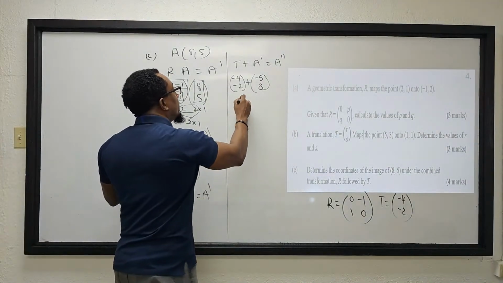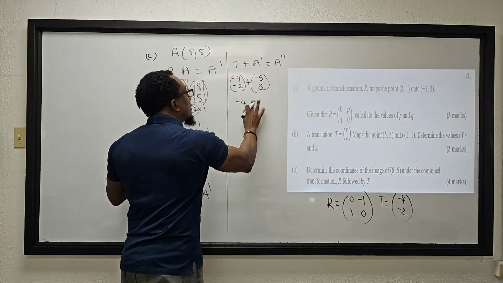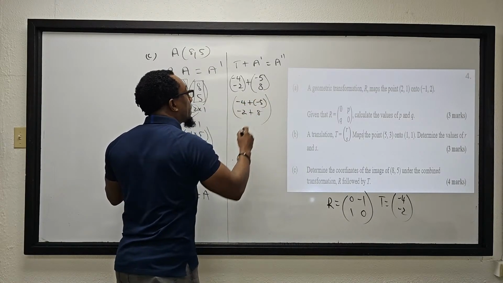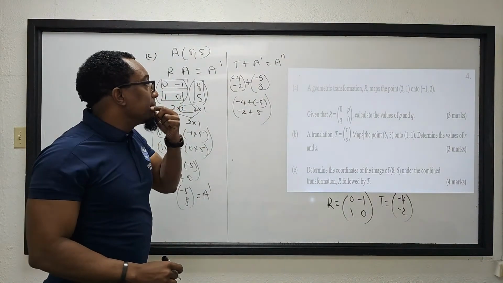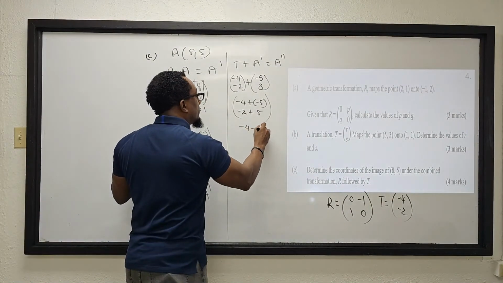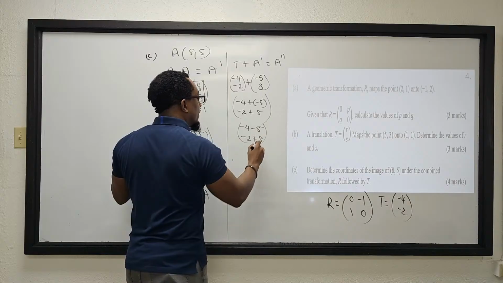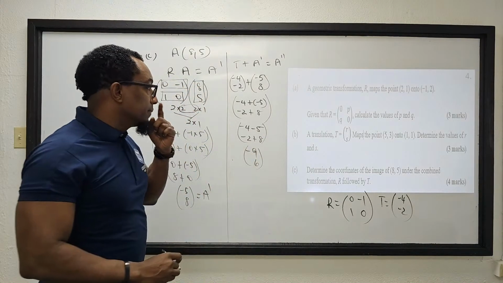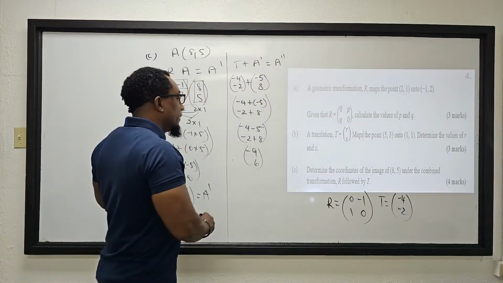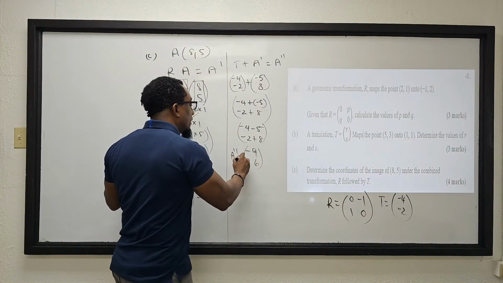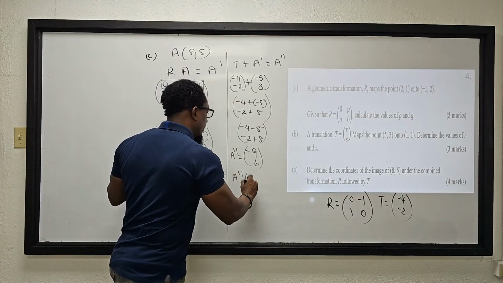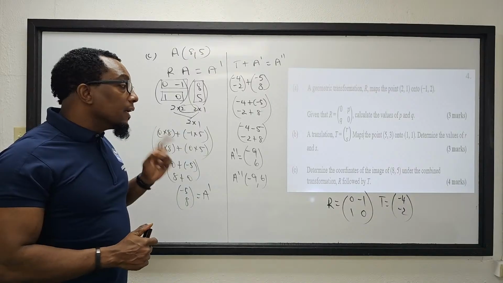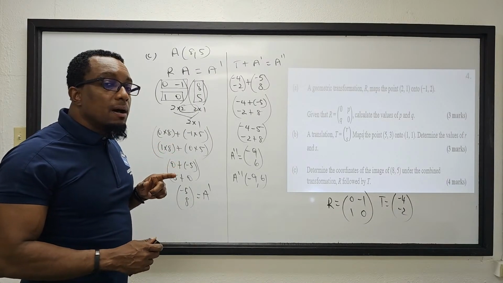And this will be -4 plus -5 in brackets, and this is -2 plus 8. So plus by minus is minus, that's -4, subtract 5, -2 plus 8, that will give us -9, 6. Alright? And this will be the image of, now call that A double prime, so A double prime will be -9, 6. So this will be the image of A under the combined transformation R followed by T.